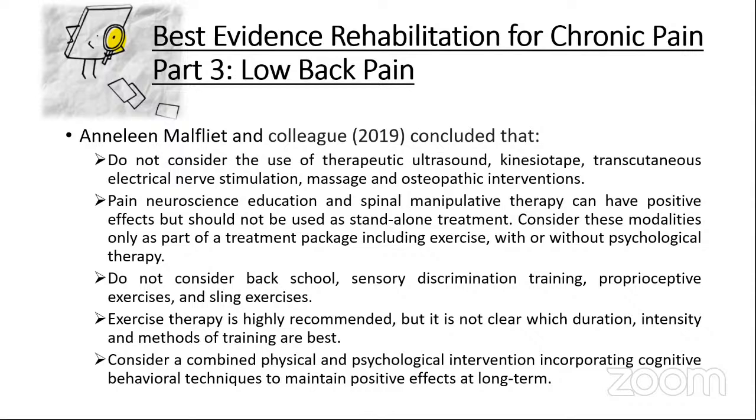The next thing they have concluded is do not consider back school, sensory discrimination training, proprioceptive exercises and sling exercises for low back pain or chronic low back pain patients. Okay, the next thing they have told us is that exercise therapy is highly recommended, but it is not clear which duration, intensity, and method of training are best. So right now we don't know for what duration or at what intensity we should tell the patient to do exercises. The last thing they have told us is to consider a combined physical and psychological intervention incorporating cognitive behavior therapy to maintain positive effect in the long term.